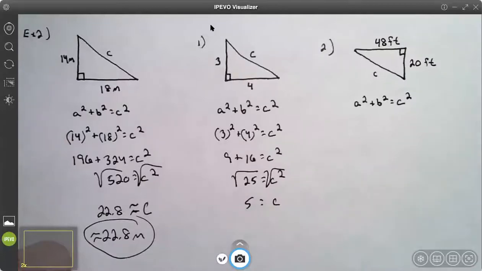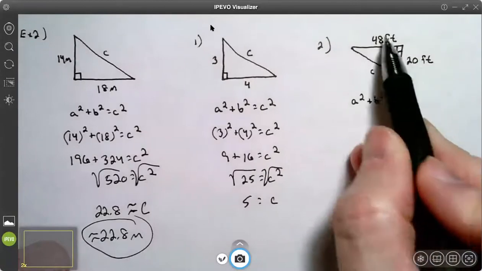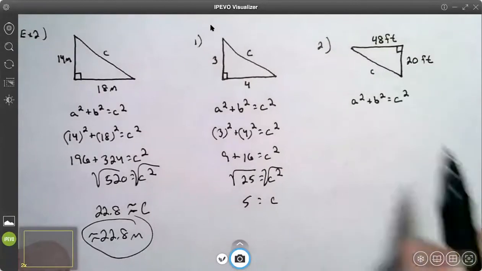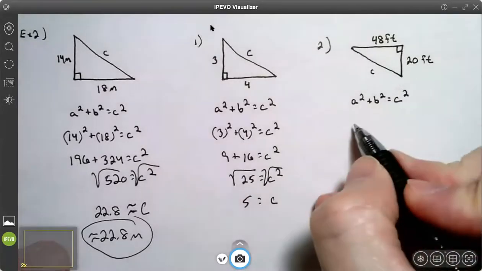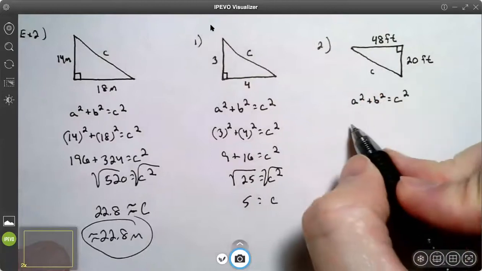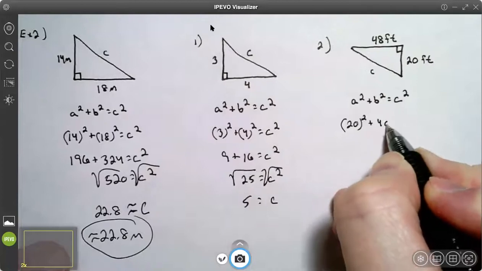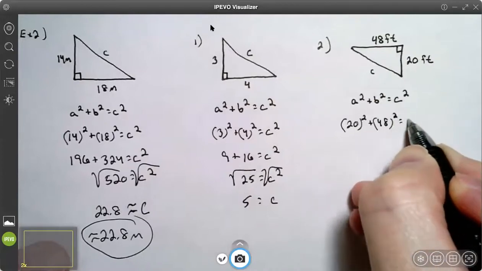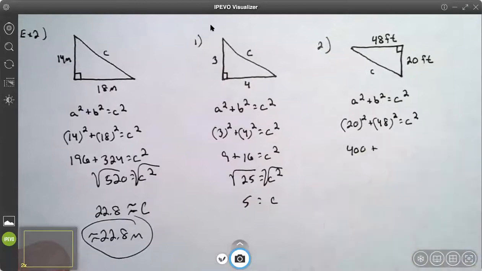Okay, try one more before we move on. Number 2 gives you the two legs of 48 and 20. Find the hypotenuse C. Plug the two legs in for A and B, doesn't matter which is which. 20 squared is 400. 48 squared, I need a calculator.